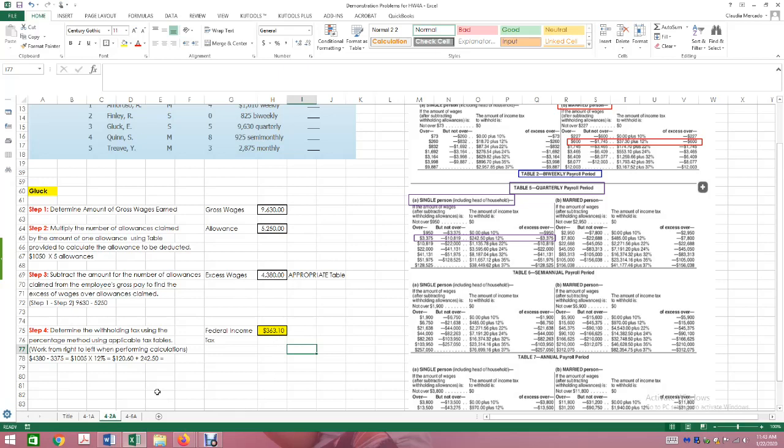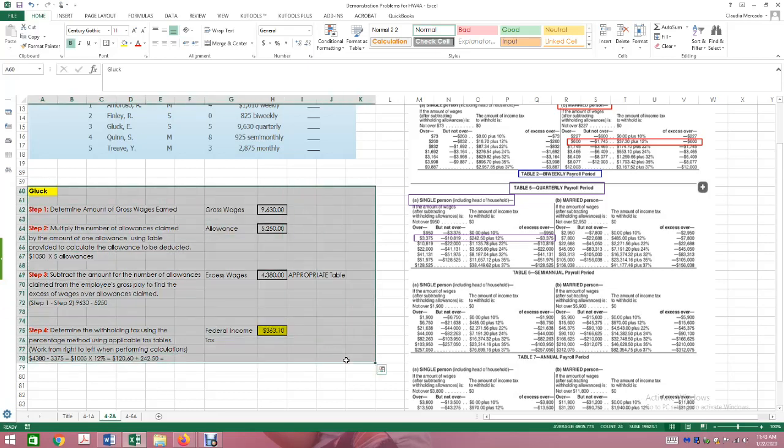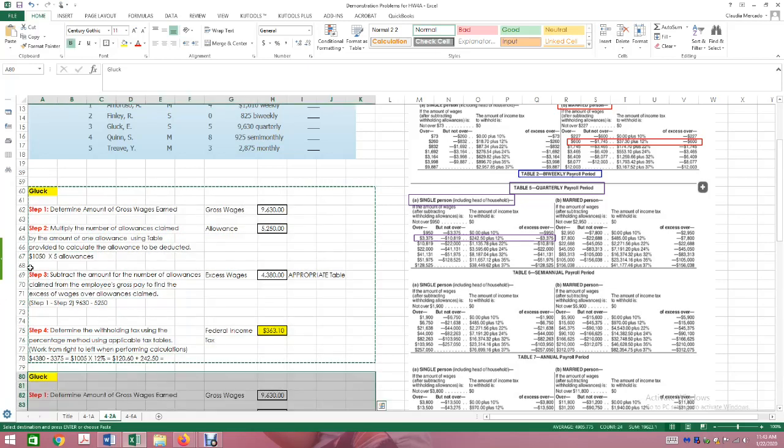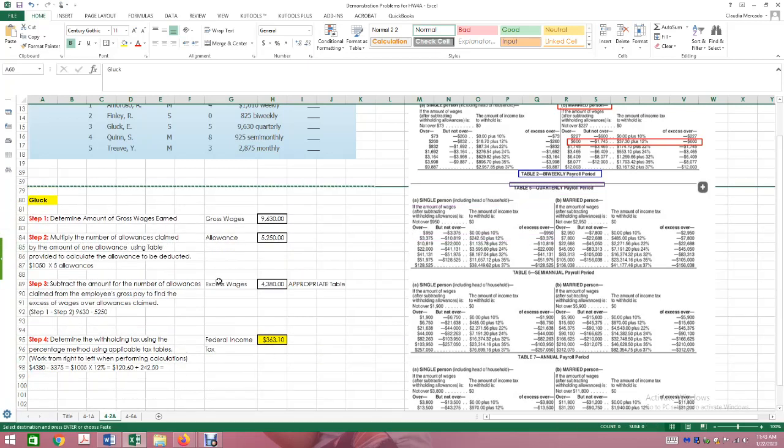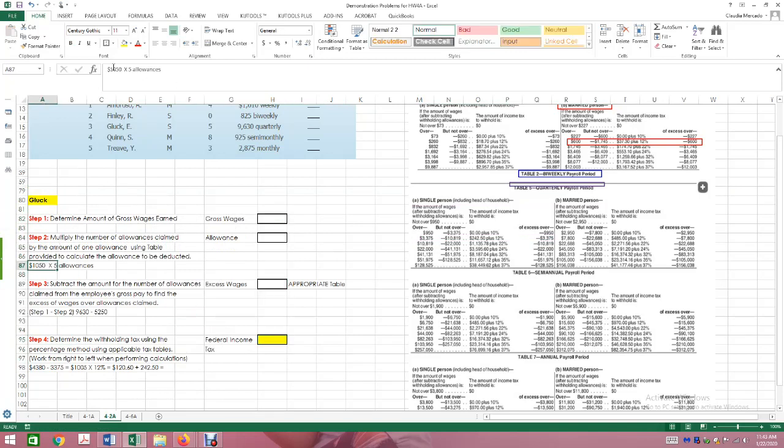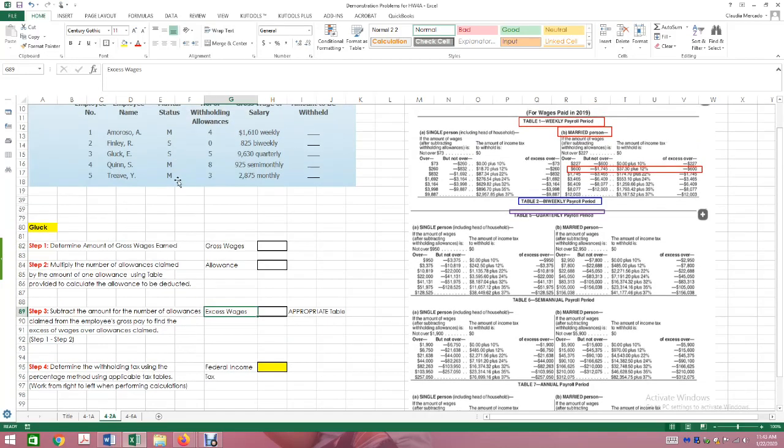Okay. Last but not least, I wanted to show you how to do Quinn. Okay, this is the last one I'm going to be doing. Okay, because this is a little bit different. Okay, so I'm going to copy and paste, and I'm going to hide these. Okay. So, let's delete the information we have here. Okay. Now, Quinn is a little bit different because Quinn says that Quinn is married, has 8 allowances, and gets paid semi-monthly. Okay?